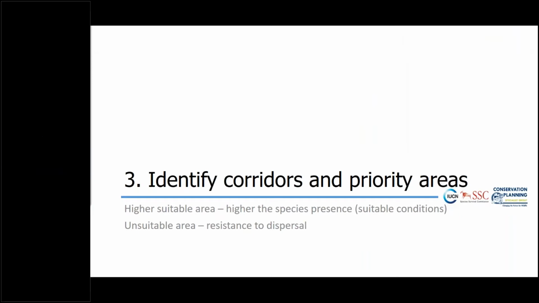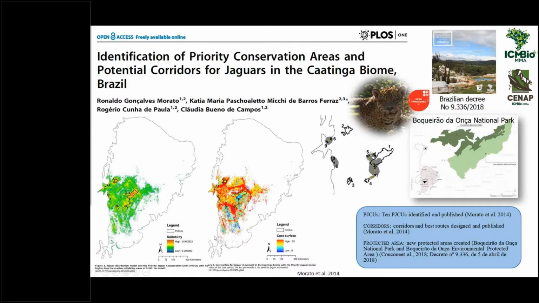So the third purpose is to use the SDM to identify corridors and priority areas for species conservation. Here we also assume that the species presence is associated with suitable conditions, related to the higher suitable areas for the species presence. And we also assume that unsuitable areas offer more resistant surface to species dispersal. So based on this, we ran the SDM for jaguar in the Caatinga biome in Brazil to identify priority conservation areas and potential corridors.